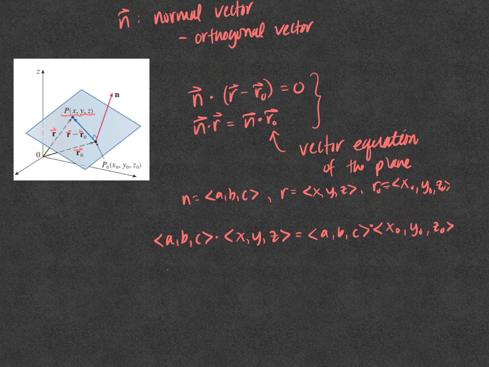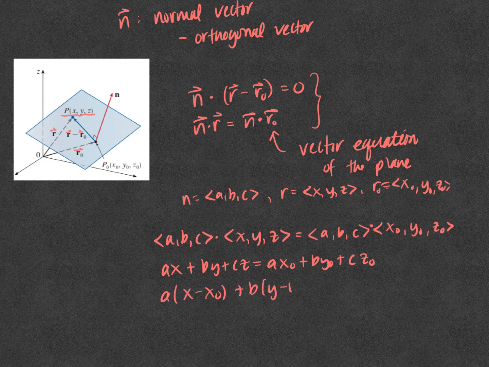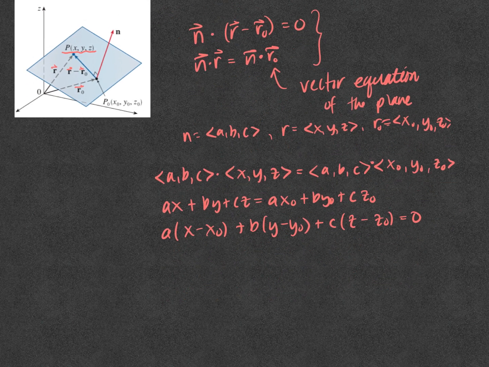So let's go ahead and do the dot product. So we have AX plus BY plus CZ equals AX sub 0 plus BY sub 0 plus CZ sub 0. Can we skip some steps and say A parentheses X minus X sub 0 plus B parentheses Y minus Y sub 0 plus C parentheses Z minus Z sub 0 equals 0. So this is our scalar equation of a plane. So let's make a note here. Note.